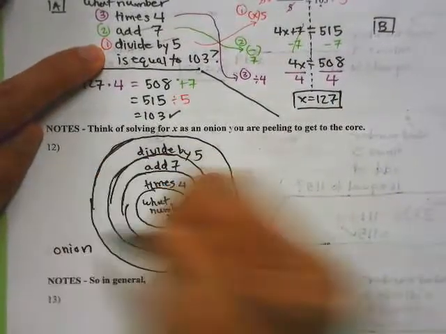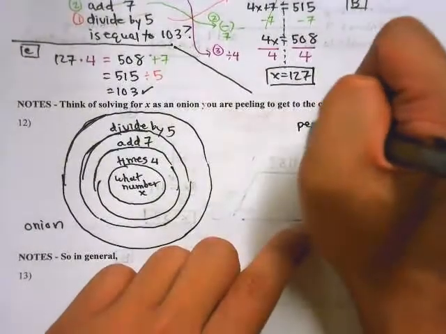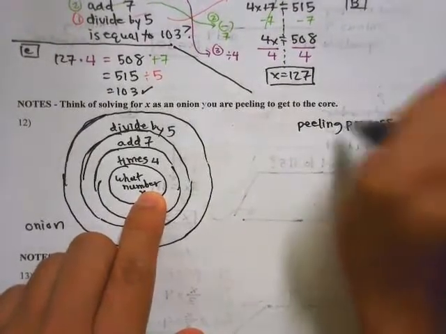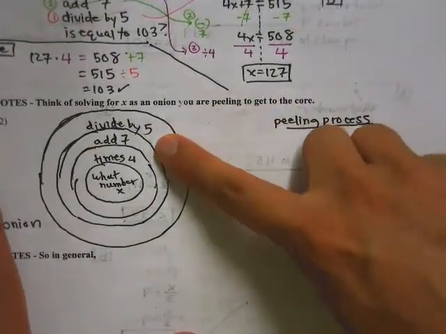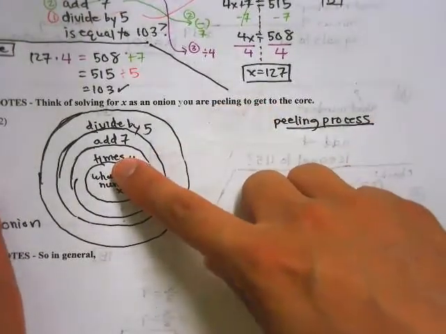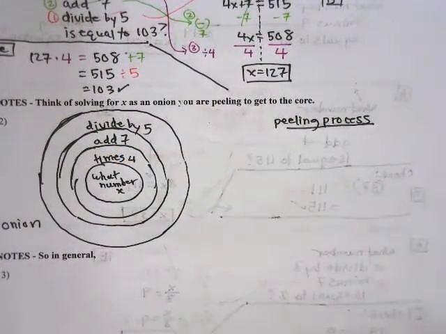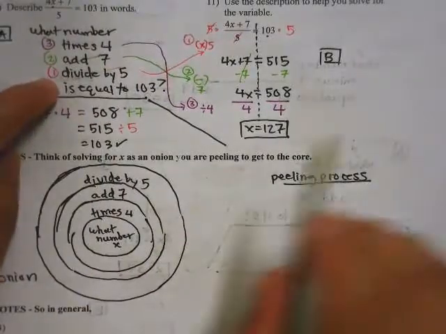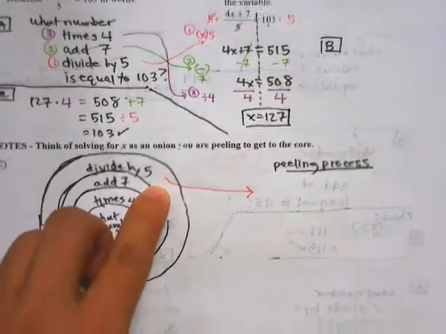So here is your onion, okay? And then your peeling process: you want to get to this core over here, what number this is, because that's what you're trying to find. The peeling process means you have to start from the outside. I know some of you are really strong and can probably peel from the inside, but for most people, especially me, you want to start on the outside and peel that off first, okay? Since we described this one last, this one goes first.